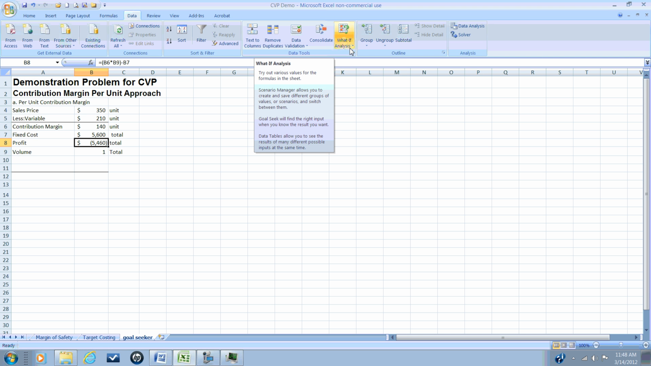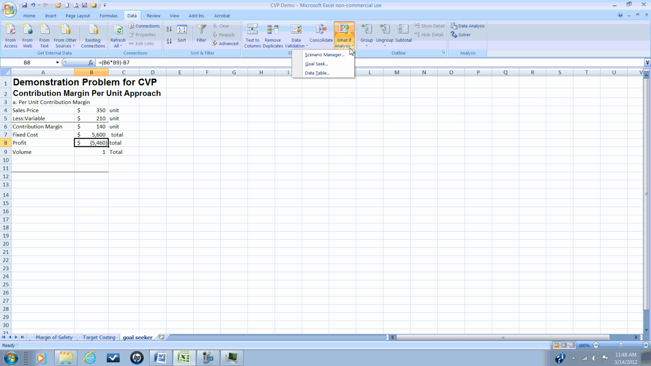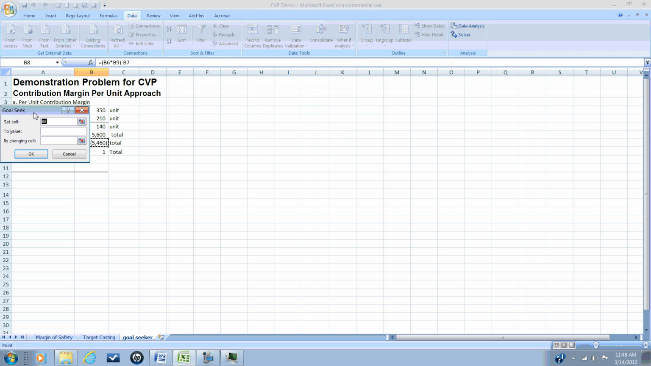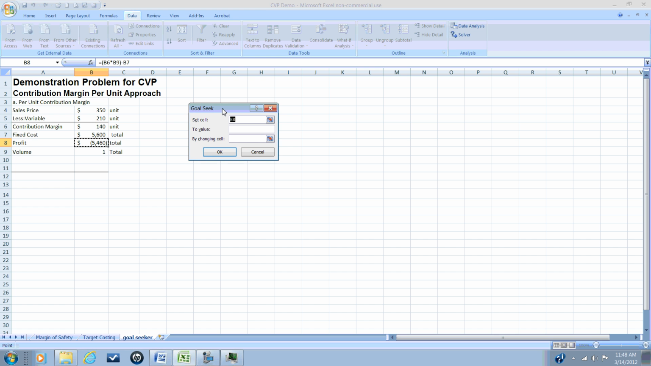I opened this up so we can see it, and we're going to go to the What-If Analysis, and we're looking for Goal Seek that will give us the right input when you know the results that you want. So that sounds like what we want to do. So let's get the Goal Seek.